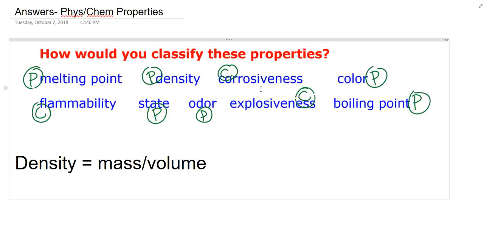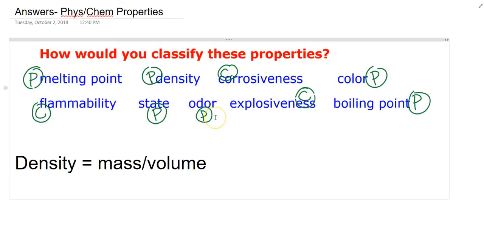Corrosiveness, again, we talked about that. That's a chemical property. It's going to react with something and cause it to break down. And when it does that, it's reacting with it and turning into something new. Color: you can look at the color of a substance, and it's still that same substance. Physical. Flammability, we talked about that one. You destroy it to figure out if it's flammable, so it's chemical. State of matter: is it a solid, liquid, or gas? That is a physical one. You can figure it out without changing it.